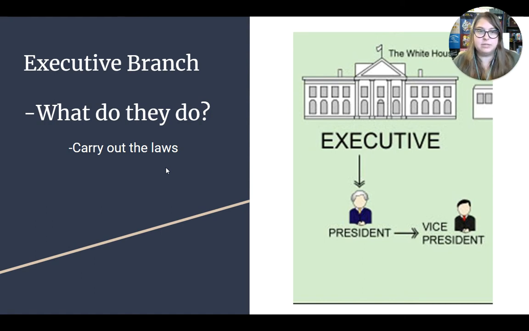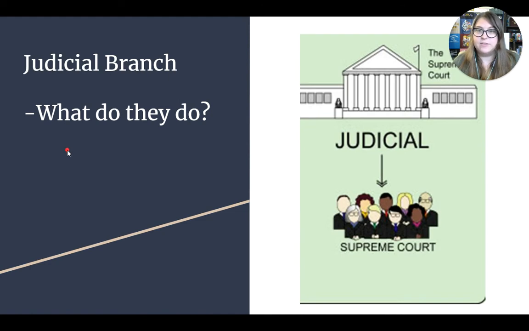So on our KWL chart, if we want to remember nothing else, we want to remember that the executive branch carries out the laws. That's their job. They execute the laws. The last branch of government that we have is the judicial branch.